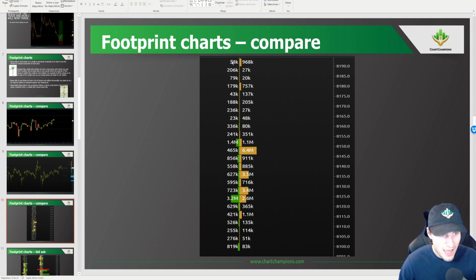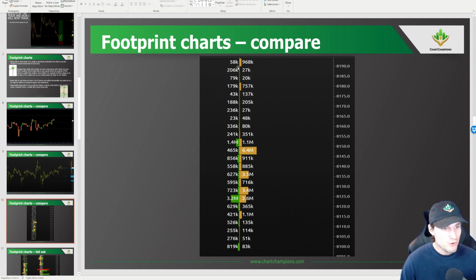What this is on the left is sell volume. Really simply, sell volume at market. So this is 58,000 contracts sold at market. This would be 3.2 million contracts sold at market. This is 819,000 contracts sold at market. It's not one person, it's just a collective at this price. That's how much was sold. And on the right, we see contracts bought at market. So this would be 968,000 contracts bought at market. This would be 6.4 million contracts bought at market. 3.5 million contracts bought at market price.